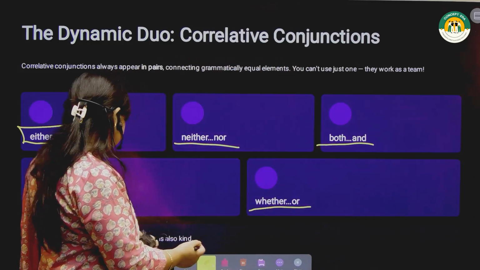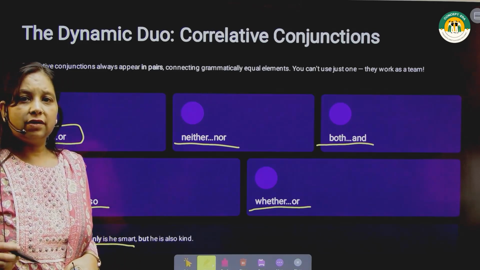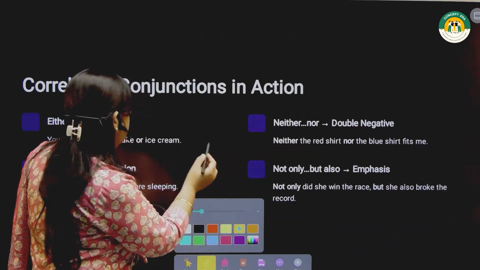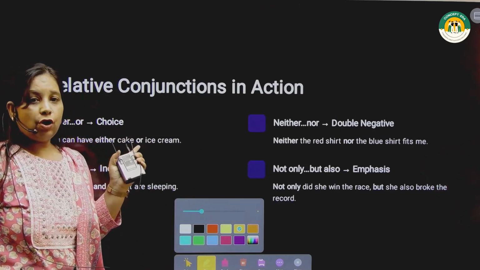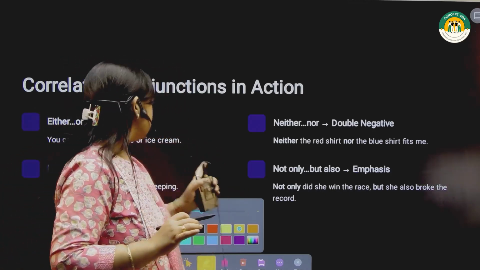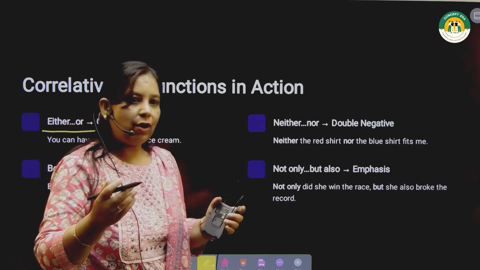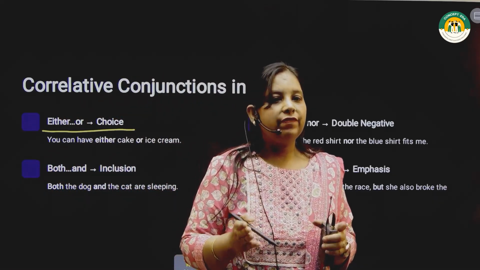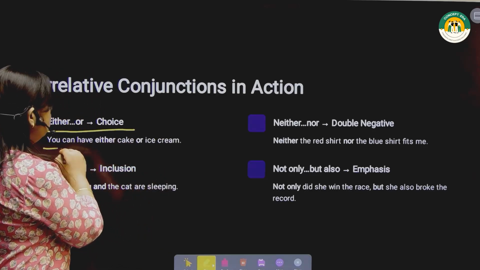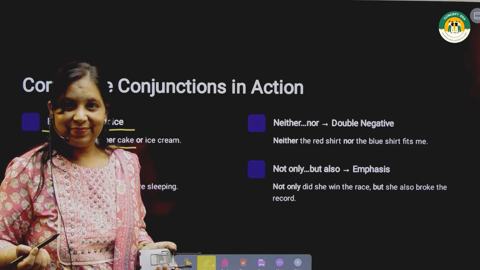Let me give you some examples also. Not only is he smart, he is also kind. Yes, here we are talking about correlative conjunctions in action. The first one, either or. I already told you that we use or for the choice. Okay. So in this, you can have either cake or ice cream.